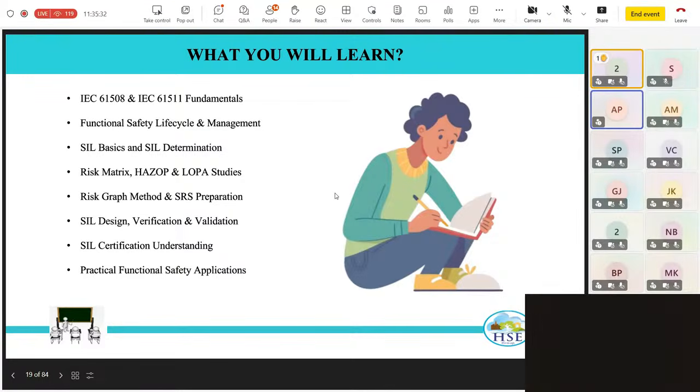Now, the second part is functional safety life cycle and management. We are going to go into detail because this is a very important topic, and there is a lot of ignorance about this topic in India. So we'll explain the functional safety life cycle, then SIL basics and SIL determination. We may not be able to do a hands-on workshop, but we will explain the whole process.